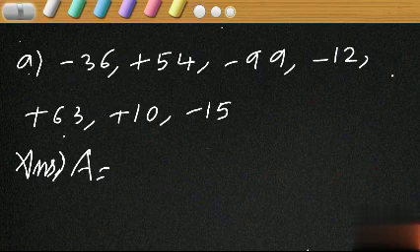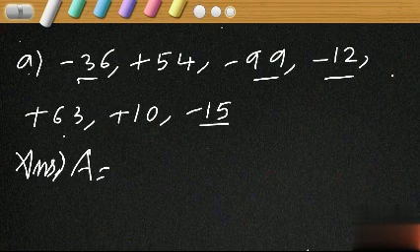Clearly, in the given numbers, some are positive numbers and some are negative numbers, isn't it? Among these, surely the smallest number will be a negative number. Any doubt in that? Yeah, the smallest number will be the negative number. So first take the negative numbers. Which are they? Minus 36 is there, minus 99 is there, minus 12 is there, minus 15 is there. These are the negative integers or negative numbers. Among these, which is the smallest one?